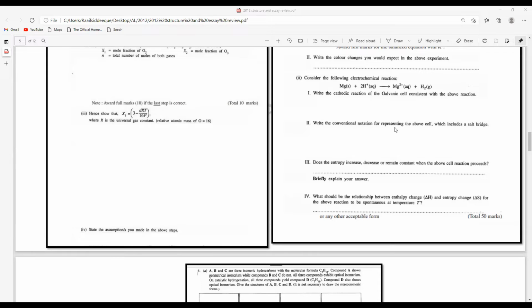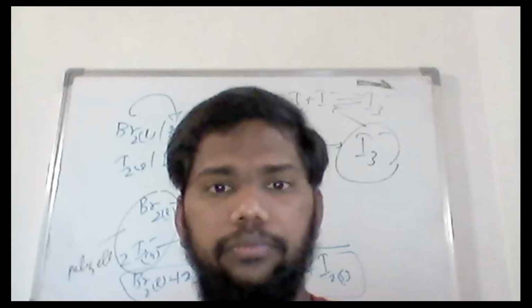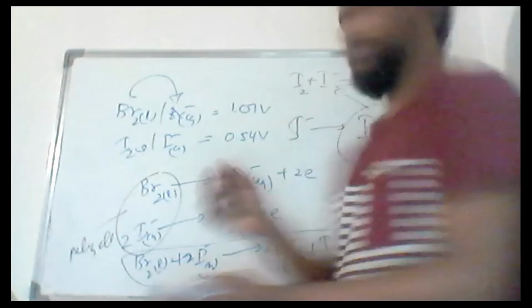Write the conventional notation for representing the above cell, which includes a salt bridge. Okay. So I think I have to use the board here again. Okay. So the idea is this.